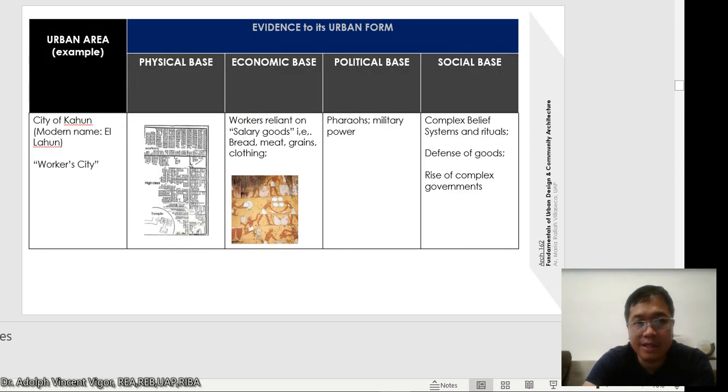First example is the city of Kahun. The modern name is El Lahun, which means worker city. So this is its physical base here, an example of how they did the planning. Maybe you could see that it's just regular. You could see rectangular shapes and grid patterns.